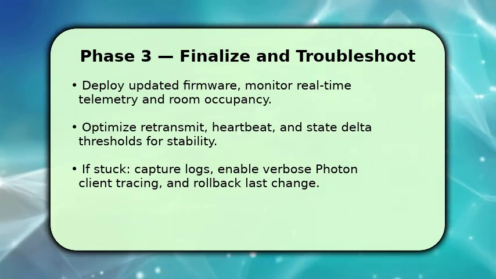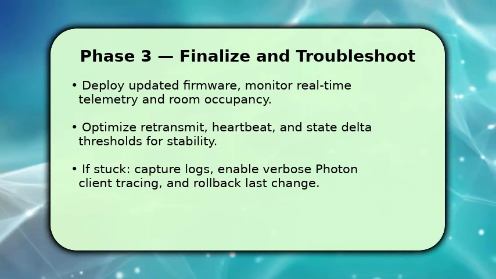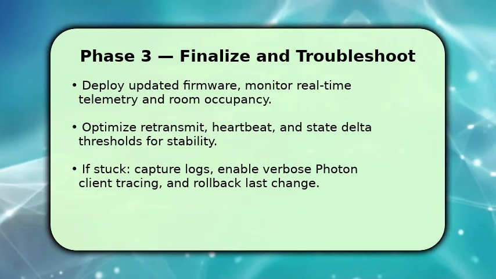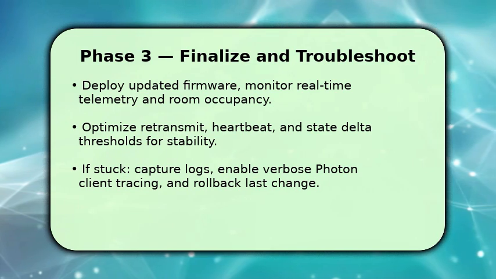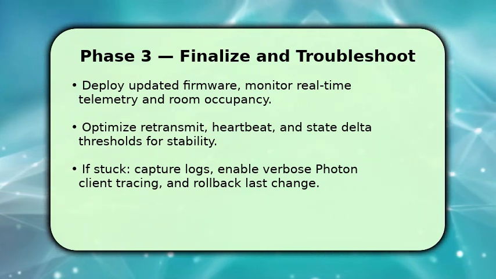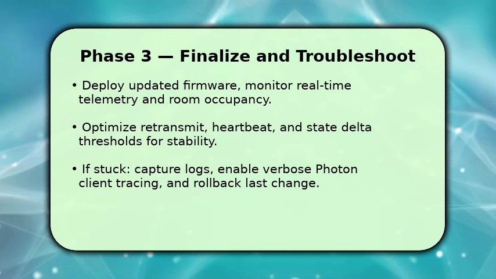If something fails, capture the bot and Photon client logs, enable verbose tracing, and roll back the most recent change. This single troubleshooting step usually reveals misconfigured tokens.